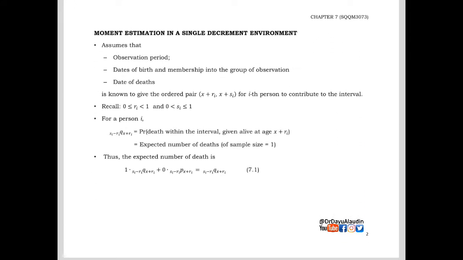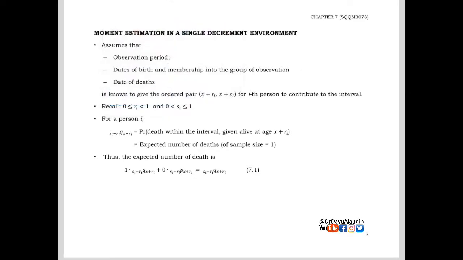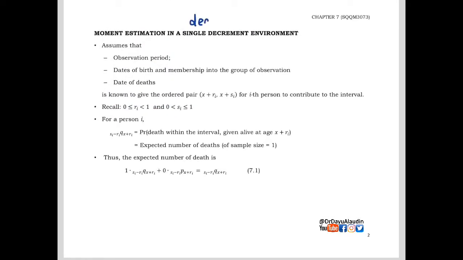Moment estimation in a single decrement environment. Single decrement is for death. Last chapter we learned about double decrement, whereby the first decrement is all about death and the second one is about withdrawal. But in chapter 7 we just focus on the decrement for death.